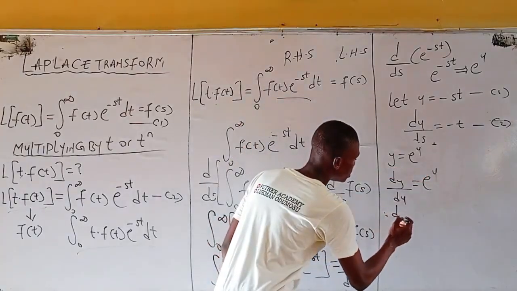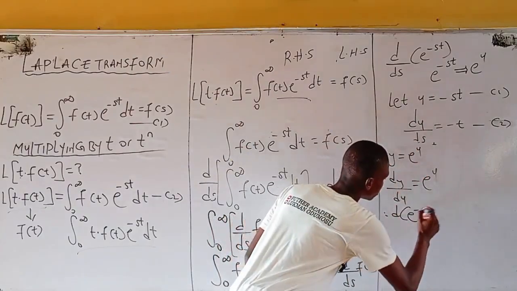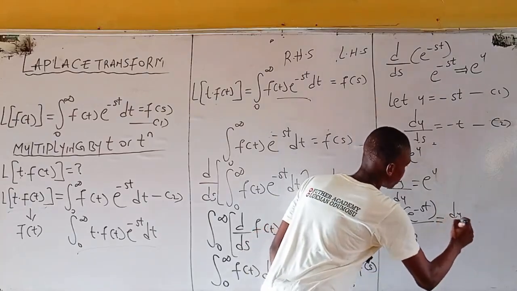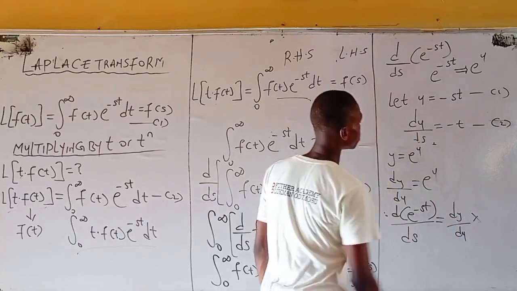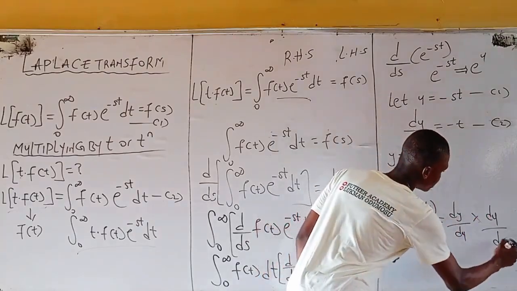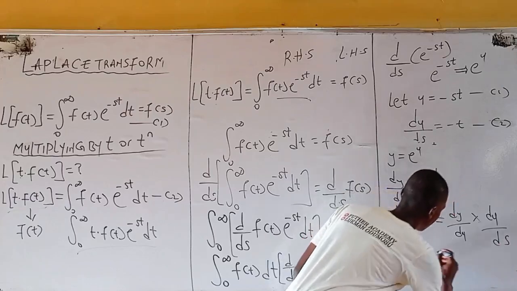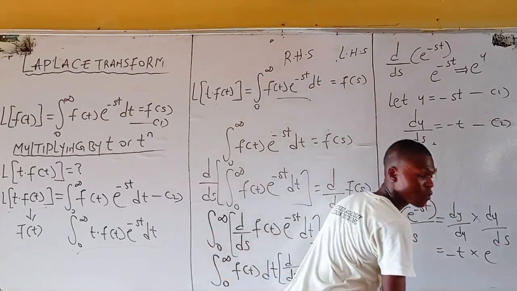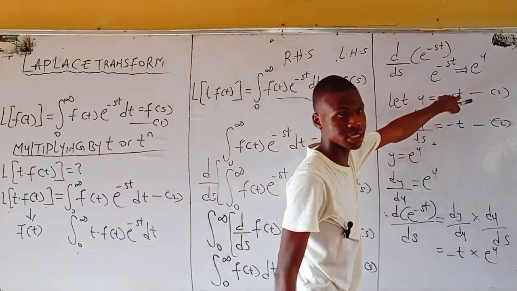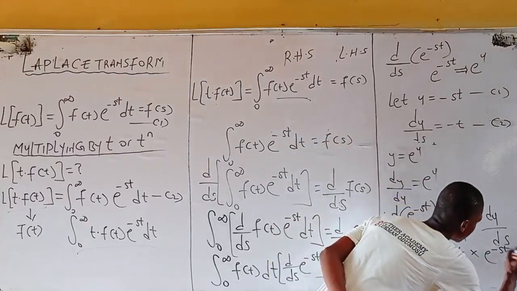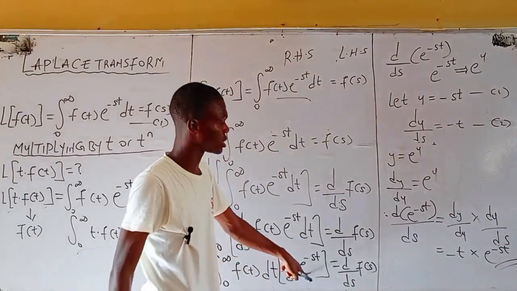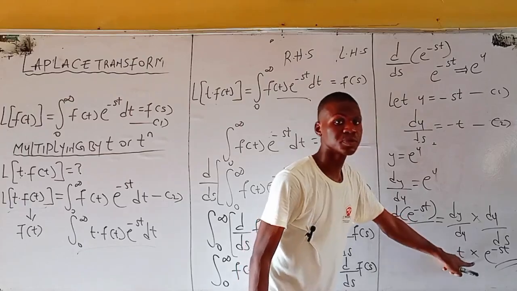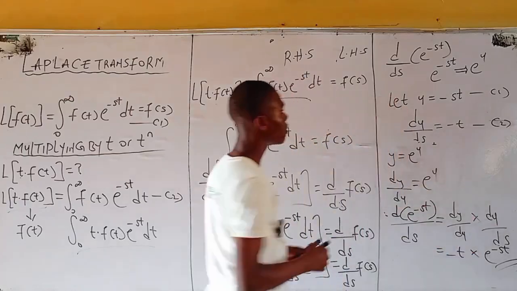Therefore, the derivative of this function with respect to x equals dy over du multiplying du over dx. Input values, what do you have? You then have negative t multiplying exponential to the power of u. What's our u? Negative st. Substitute. So you are saying that the derivative of this is negative t multiplying exponential negative st. So let's write that.